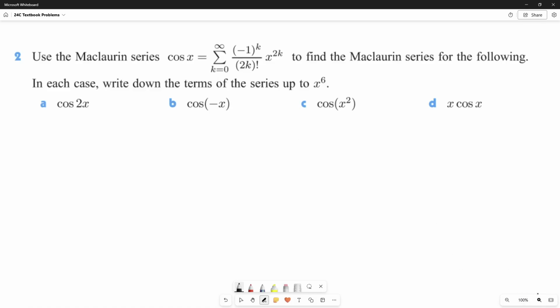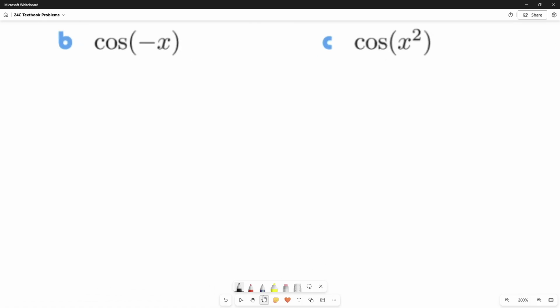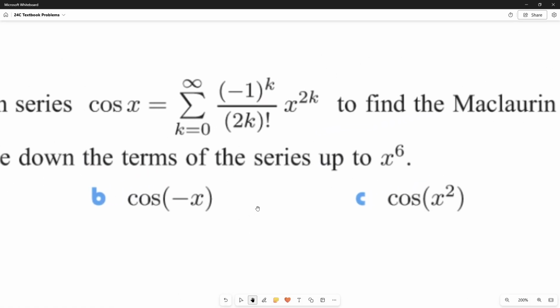So for the first one, cosine of 2x. So 2x, we replace the x with 2x again. And then you should make it like 2 to the power of 2k times x to the power of 2k. And what you can do is you change the 2 to the power of 2 to 4 to the power of k. And then you can move the 4 to the power of k into the negative 1 to the power of k. So this becomes negative 4 to the power of k. And then this is your final answer for part A.